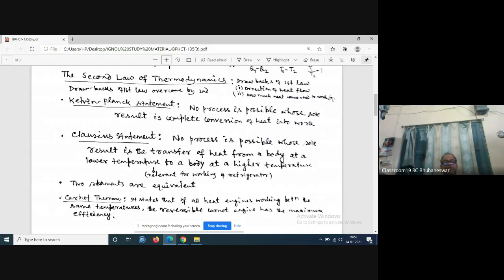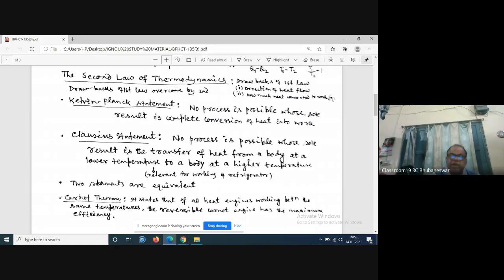It draws heat from the body inside the refrigerator, which is at low temperature. As long as the refrigerator is working, the substance becomes more and more cool. That means we are continuously drawing heat from the lower temperature body and rejecting it to the surrounding, which is at a higher temperature. So heat cannot flow by itself.